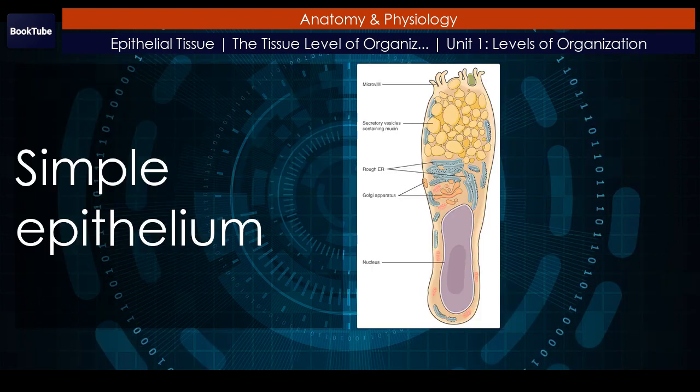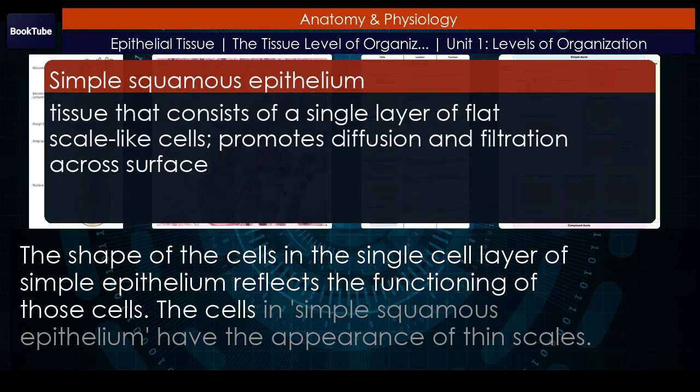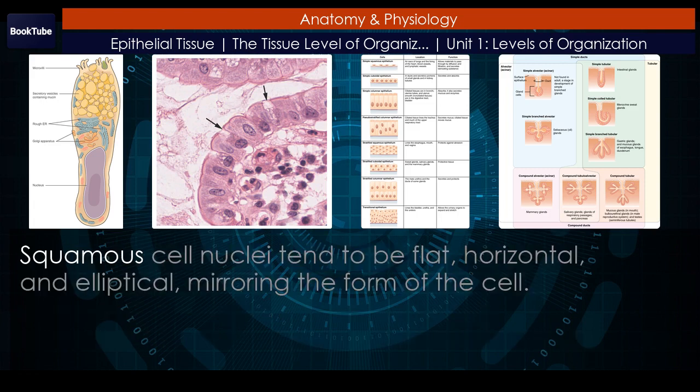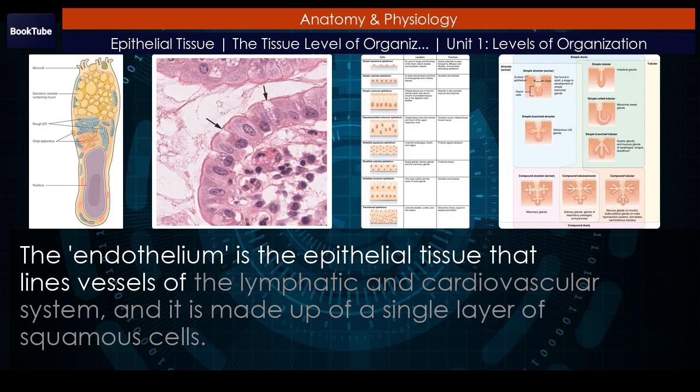Simple epithelium. The shape of the cells in the single cell layer of simple epithelium reflects the functioning of those cells. The cells in simple squamous epithelium have the appearance of thin scales. Squamous cell nuclei tend to be flat, horizontal, and elliptical, mirroring the form of the cell. The endothelium is the epithelial tissue that lines vessels of the lymphatic and cardiovascular system, and it is made up of a single layer of squamous cells.